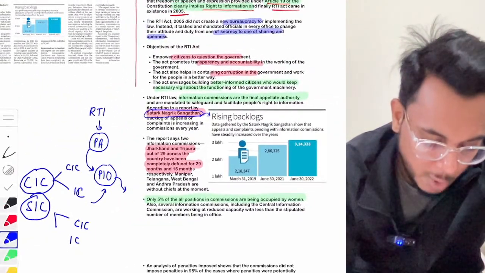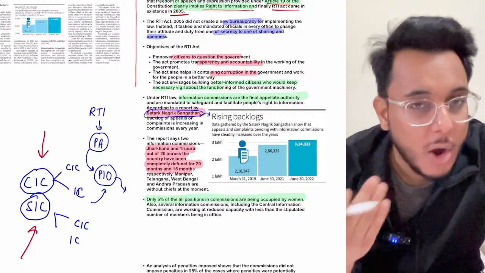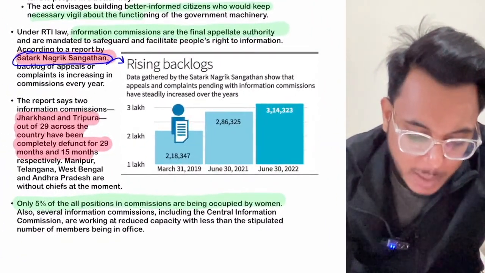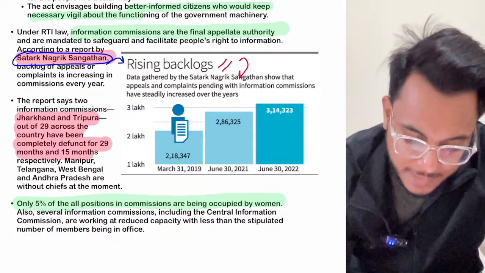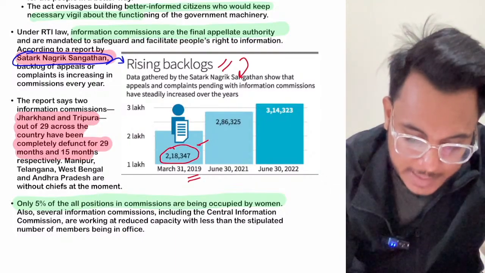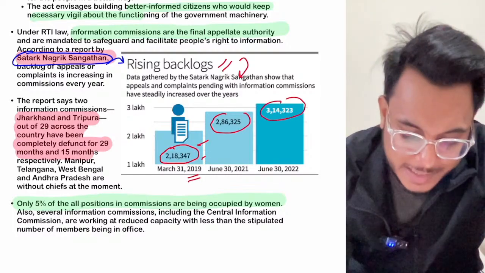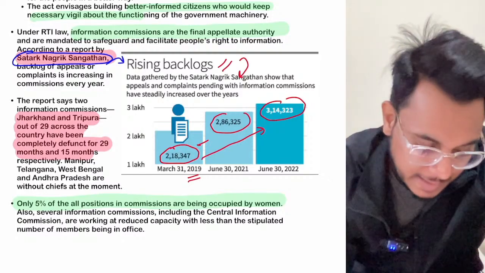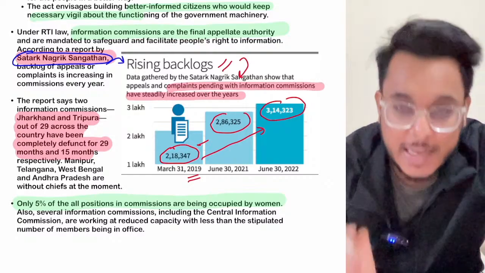Now, obviously, as cases are going to the Information Commissions across the country, all the cases will not be disposed of. There will be some kind of pendency. Now, the Satark Nagarik Sangathan has provided that the backlog of cases in the Information Commissions has increased. In 2019, nearly 2,18,000 cases were pending. Then it increased to nearly 2,86,000 in 2021, and now to 3,14,000. So the backlog of cases in the Information Commissions is increasing. You can read it also that complaints pending with Information Commissions have steadily increased over the years.